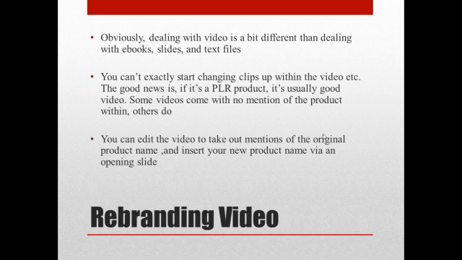Some videos will come with no mention of the product name within, while others do. So for example, I'm creating the ebook called PLR Video Payday. If we imagine for a moment that it was actually a video course, and PLR Video Profits, which was the original course that I'm modifying, was a video, and it mentioned the course name in the title clip in the beginning, the introduction of its video, I could easily cut that out. We'll go over how to do that again. So you can edit the video to take out mentions of the original product name, and what you can do then is insert your new product name via an opening slide, which again, there's another technology that we can use to do that. Well, I'll show you how.